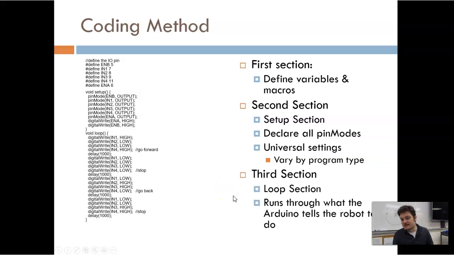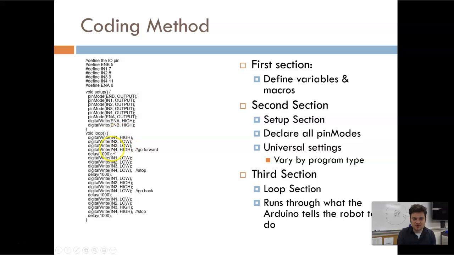Last part we're going to look at is the third section. This is, again, this loop section. This is what's going to run through what the Arduino is telling the robot to do over and over and over again. And in this case, we can see we have a lot of digital writes. With the digital write, all we're doing is saying, hey, IN1, which is pin 7, is going to be set to high. That means it's going to output 5 volts. IN2, which is pin 8, is going to be low. That means it's setting it at 0. And et cetera, et cetera.